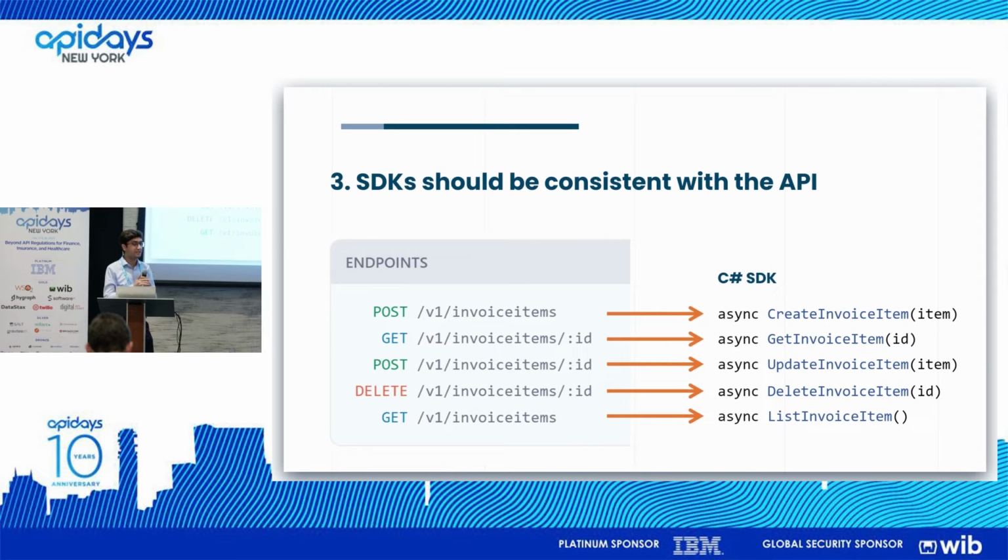SDKs should also be consistent with the API, which means that you should have a near one-to-one mapping between what API calls exist in your API and how your SDK is designed. This helps people transition from an existing API integration code that they have written to using your SDK. And this also helps create a pattern so that if they're working with one part of the API, they can also shift to another part because it's all consistent and it's predictable what calls they need to make.